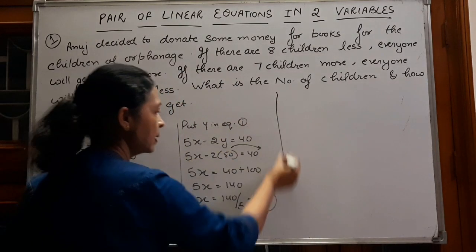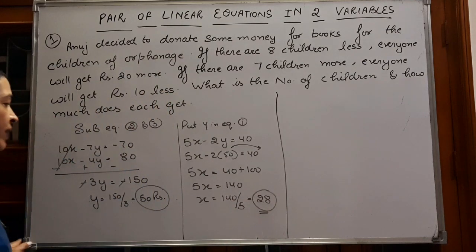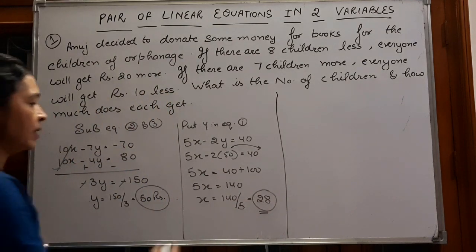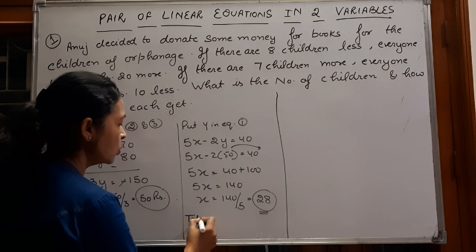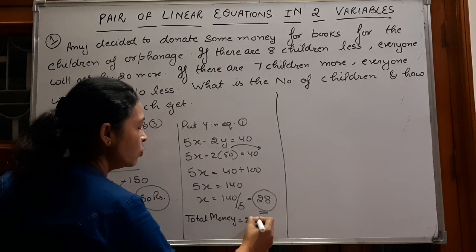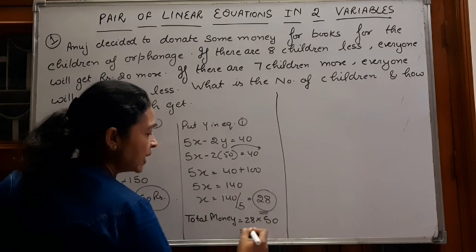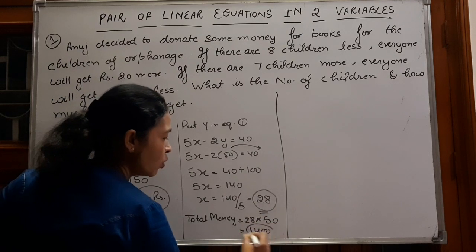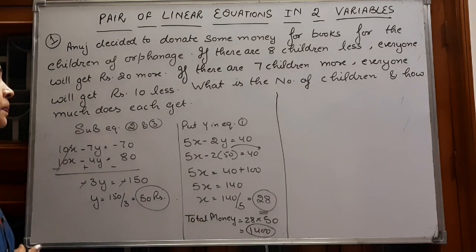Let's check our answer. This is the number of children. This is the amount each one will get. What will be the total money? Total money was 28 into 50. That is 1400 rupees was distributed among children.